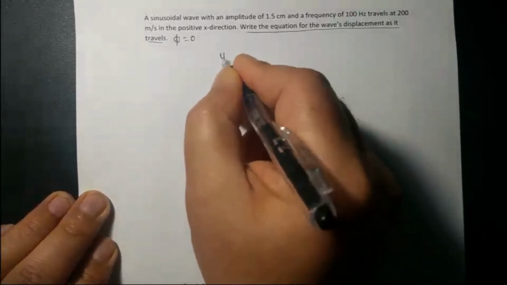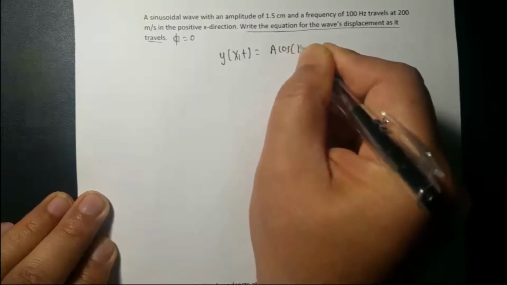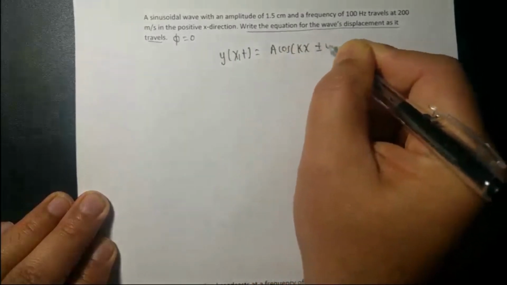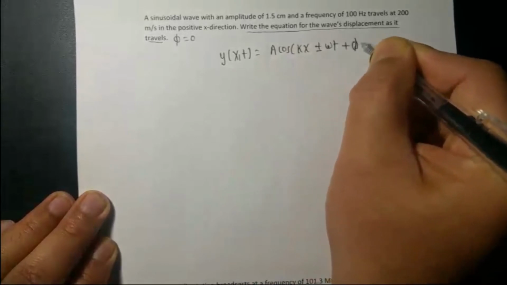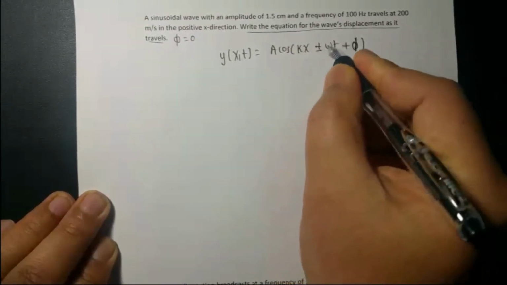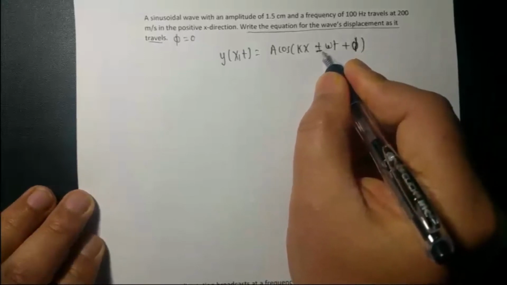So again, what do you need? Back to the same form: A cos(kx plus or minus omega t), and plus some initial phase which we consider 0. Plus is for a wave traveling in the negative direction, and minus is for a wave traveling in the positive direction.